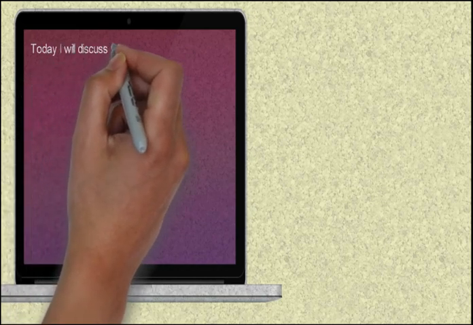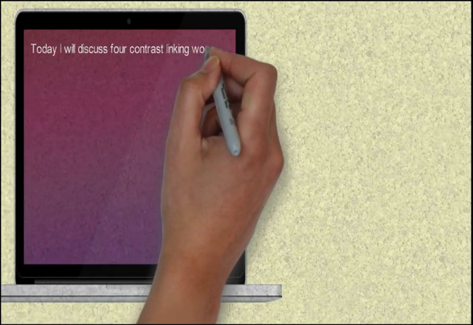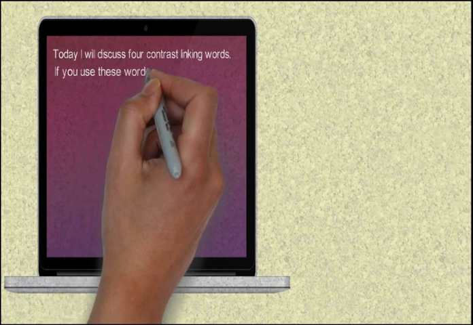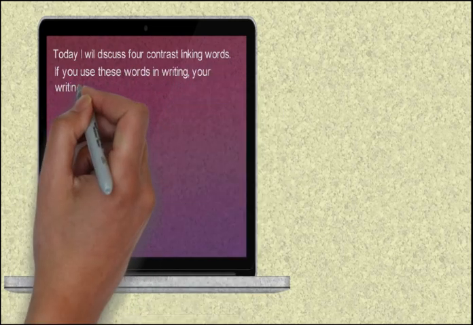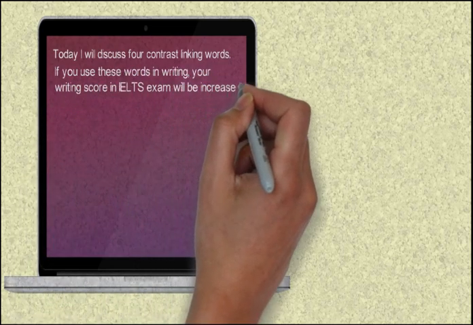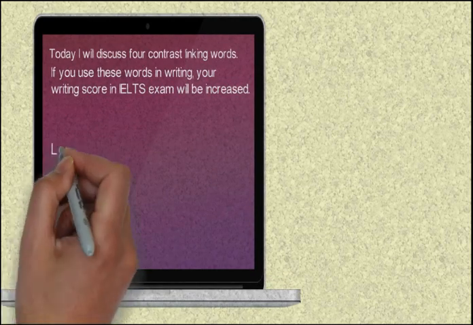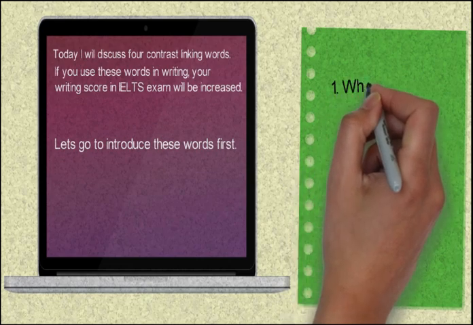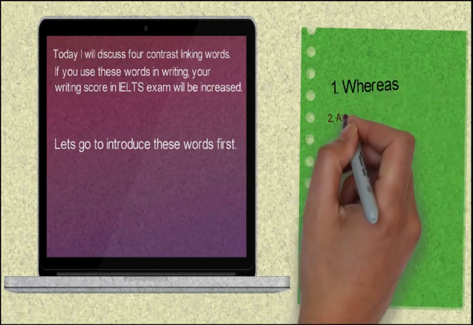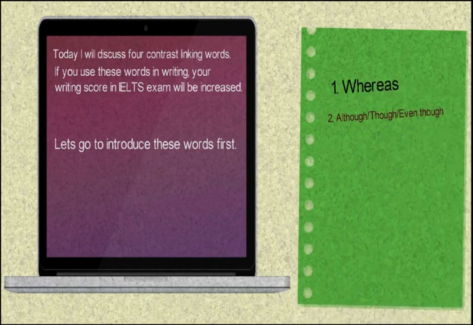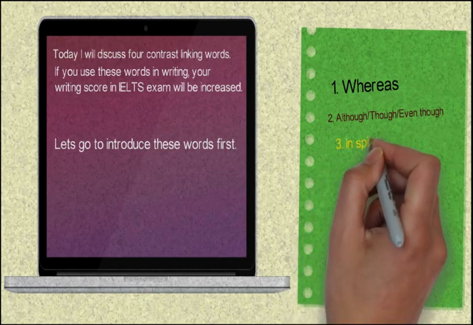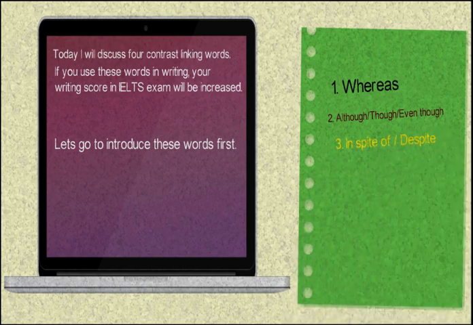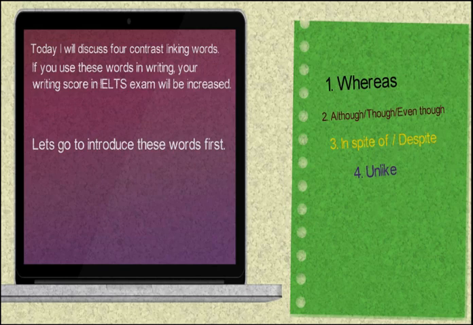Today I will discuss 4 contrast linking words. If you use these words in writing, your writing score in IELTS exam will be increased. Let's go to introduce these words first. 1. Whereas. 2. Although or though or even though. 3. In spite of or despite. 4. Unlike.